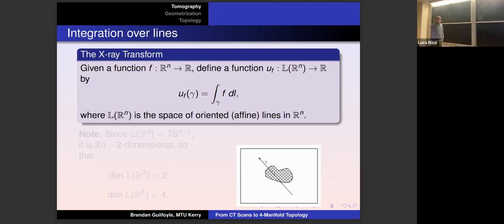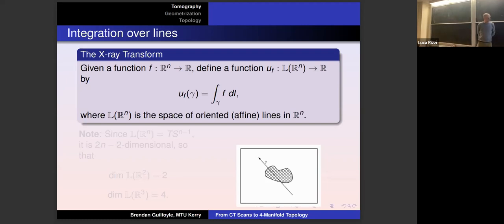Now I'm going to be doing it in R3, but in general, the idea is what's called the X-ray transform. If you're given a real-valued function from R to R, you can define a new function on the space of all oriented lines. I'll take the oriented lines as arrays, as Leonardo called them. Really, you can just add an orientation, which is a choice of one of two directions, and it defines a function then.